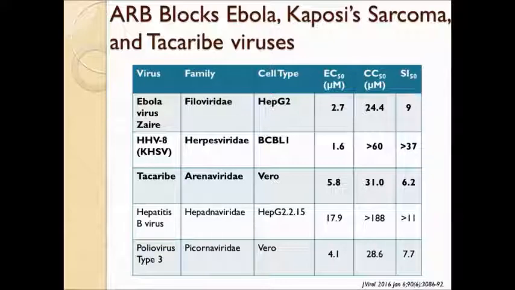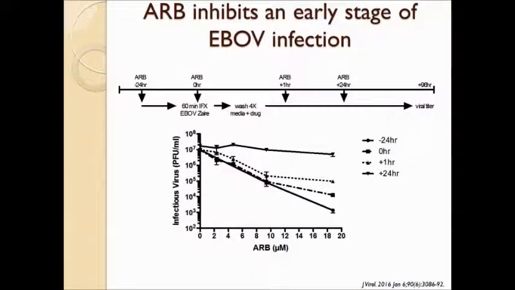We showed that Ebola virus Zaire, human herpes virus type 8 or Kaposi sarcoma virus, and Tacaribe virus were inhibited by Arbidol. And we also confirmed the prior studies that showed that hepatitis B virus and poliovirus type 3 were inhibited by Arbidol. Sorry, I was confusing my viruses with drugs.